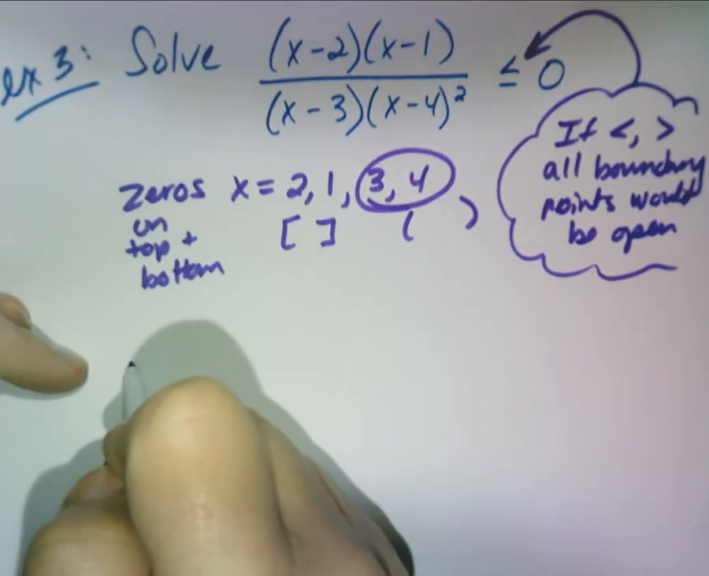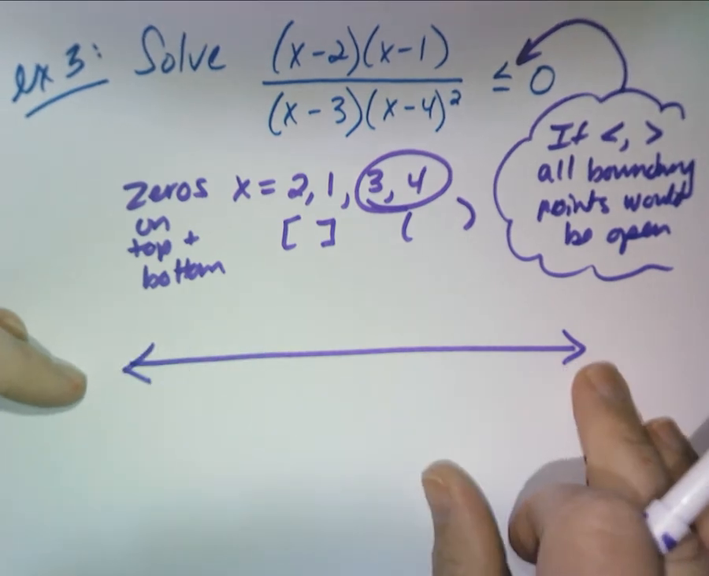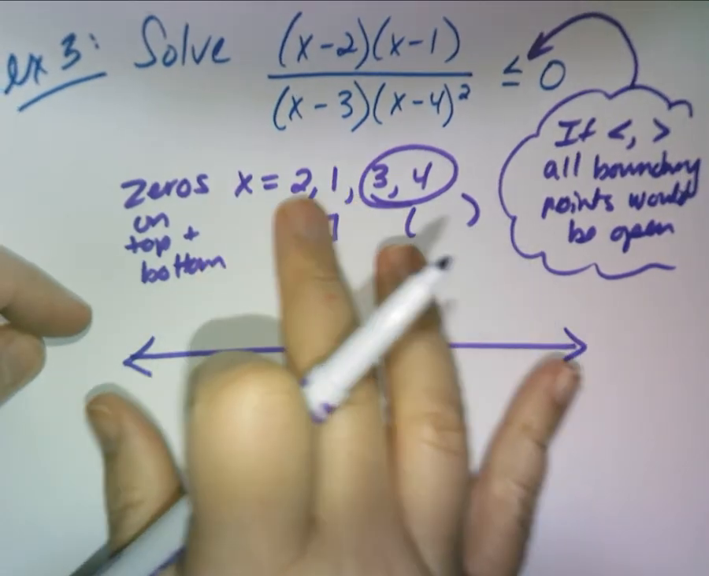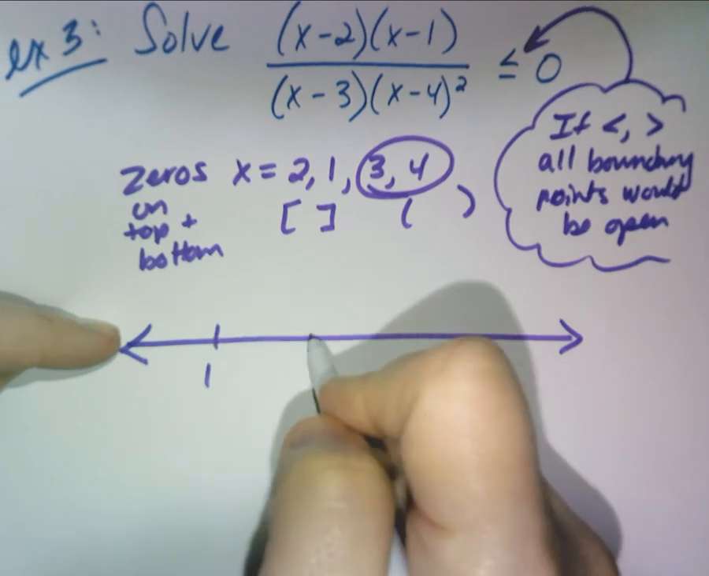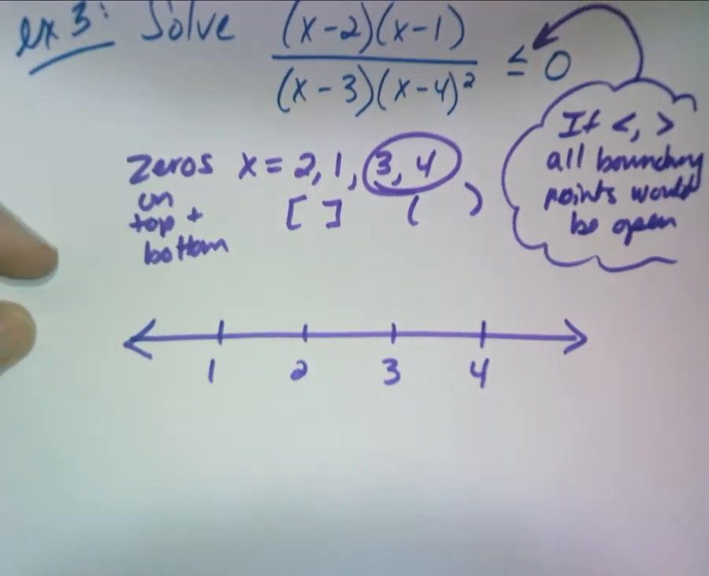Now we're going to make our little number line. And I'm going to go again in order on my number line. So great thing is I have 1, 2, 3, and 4, so that's not too bad. 1, 2, 3, 4. But do you see how many zones I have to test right now?